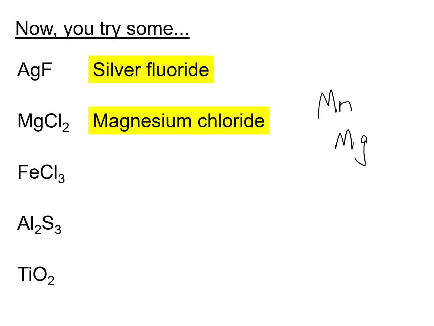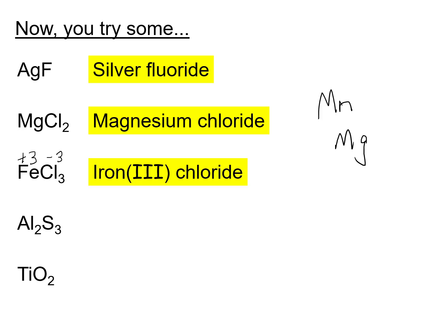Okay, so the next compound has iron. Iron is a transition metal, so we have to figure out the oxidation number. So let's see, I need my pen. We have 3 chlorides. Each chloride is minus 1, so that means our negative charge total is minus 3. So this is iron with a plus 3. So that would be iron 3 chloride. Next one up is aluminum with sulfur. Aluminum is not a transition metal, so we don't have to worry about figuring out its oxidation number. It is always plus 3, so it'll just be aluminum sulfide.